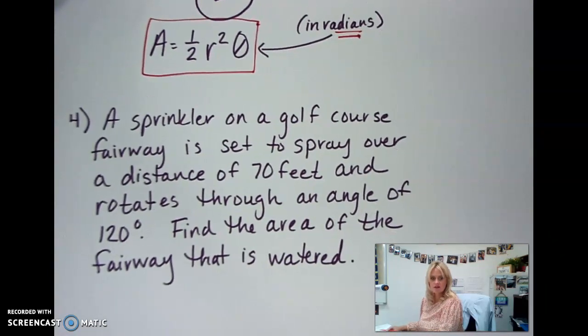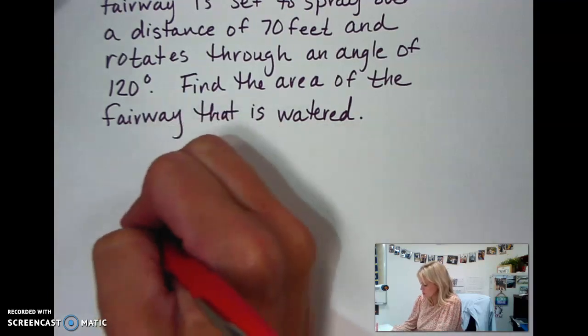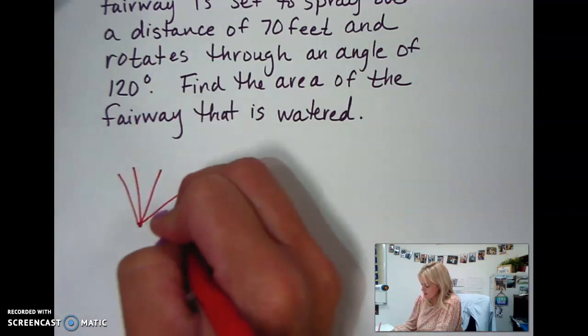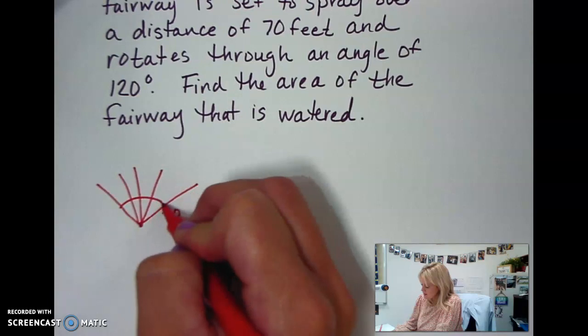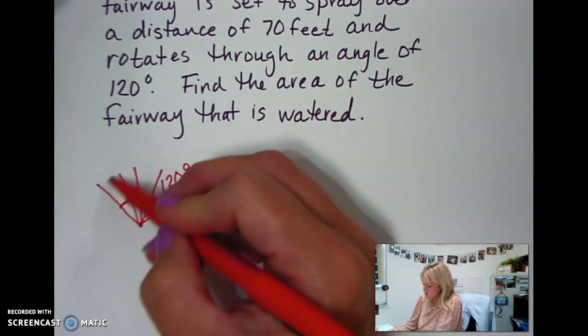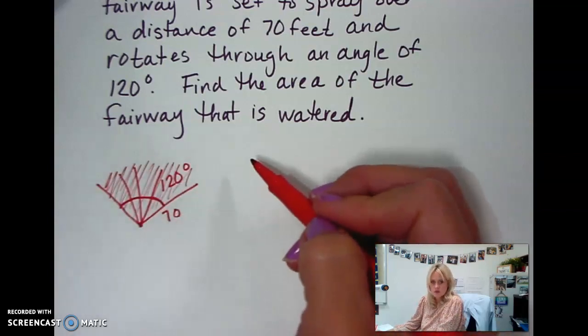A sprinkler on a golf course fairway is set to spray over a distance of 70 feet and rotates through an angle of 120 degrees. Find the area of the fairway that is watered. So if you think about it, a sprinkler is shooting 70 feet. So our radius is 70 over a 120 degree angle. So there's our 120 degrees. We want to know all of this area that is covered by the water as it rotates.